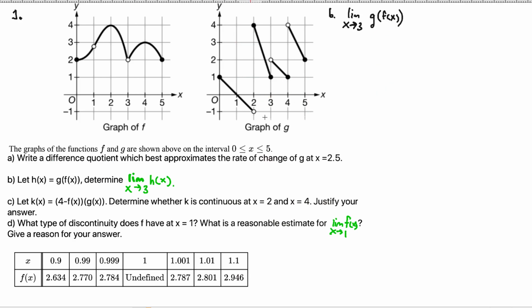Part B, they're asking for the limit of h of x, but here I just rewrote how they defined h of x, which is g of f of x. Now to do this, you always want to keep in mind coming to 3 from the left and from the right and seeing how that works with f of x. So let's see what we have. We have a limit as x goes to 3 from the left of g of f of x. And let's see what we get here.